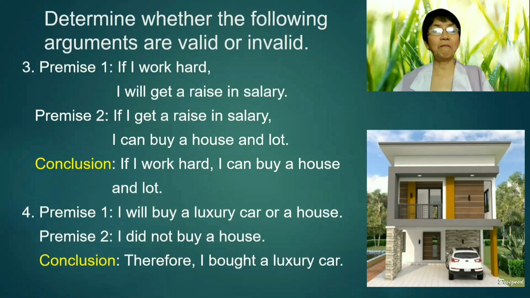And number 4. Premise 1: I will buy a luxury car or a house. Premise 2: I did not buy a house. Conclusion: therefore, I bought a luxury car. So this is disjunctive reasoning.